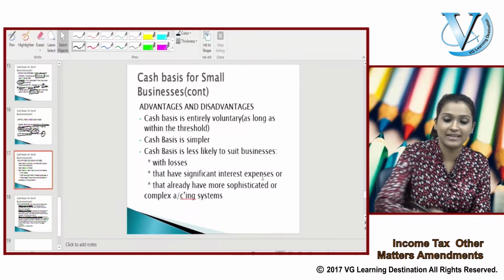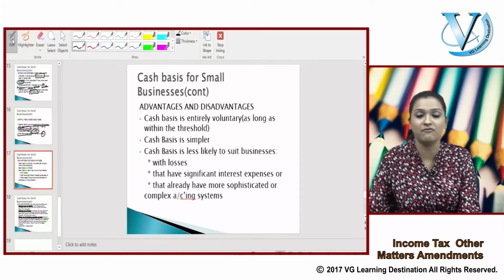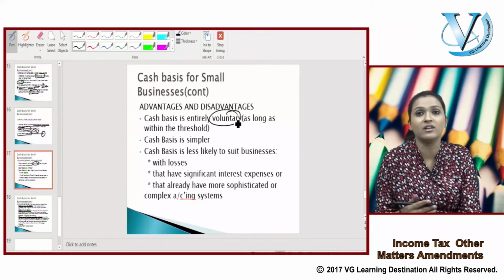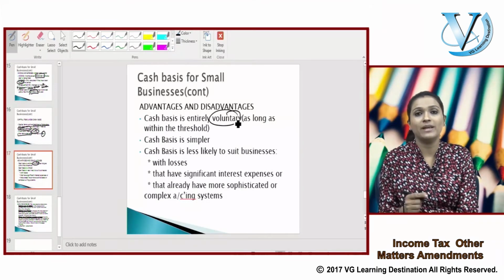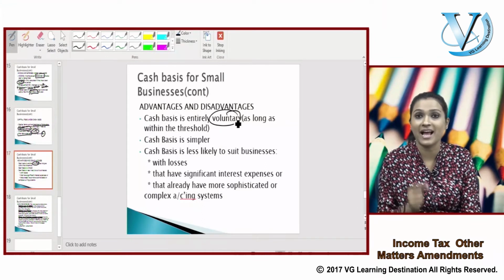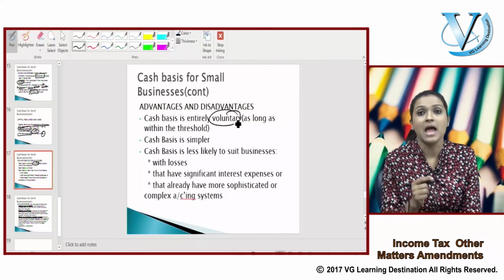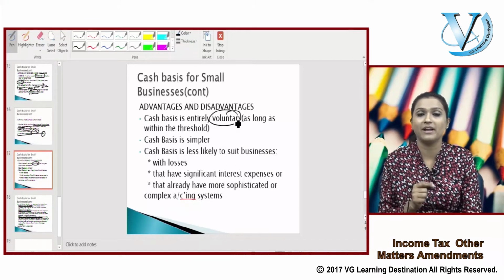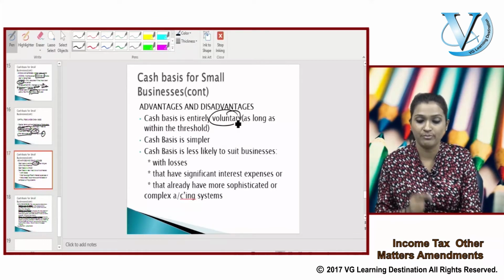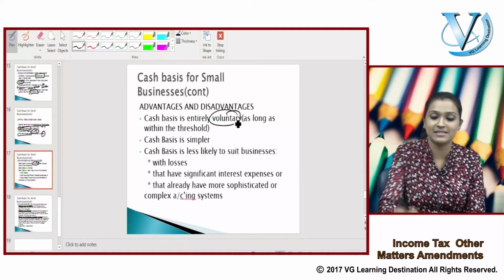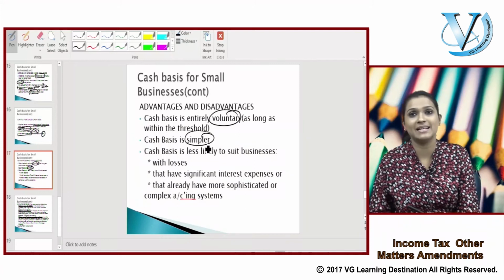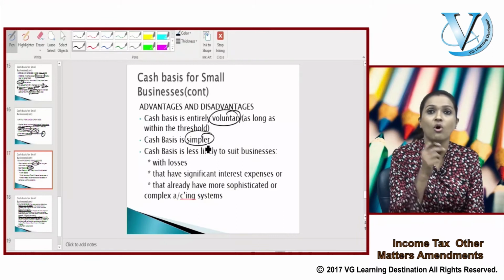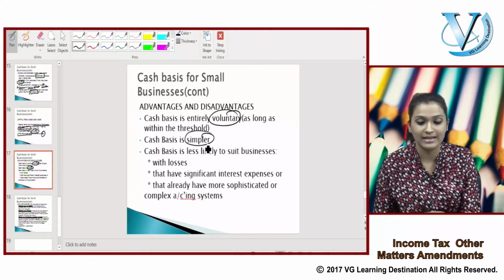So the advantage is that the cash basis is entirely voluntary, which means that if you're a small business below the threshold level, you can choose to prepare your accounts on a cash basis. It is not compulsory but entirely voluntary. Also, cash basis is simpler in the sense that all you're taking into account is cash inflow and cash outflow out of a particular organization.